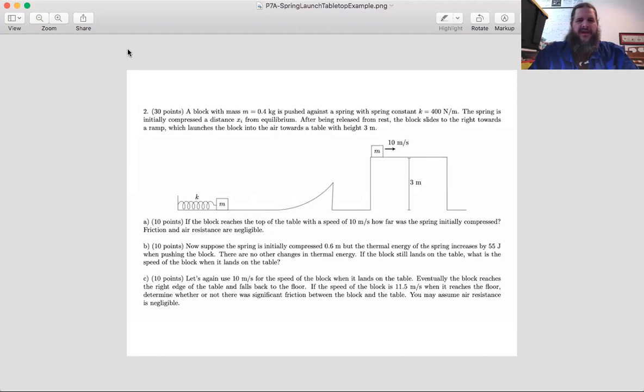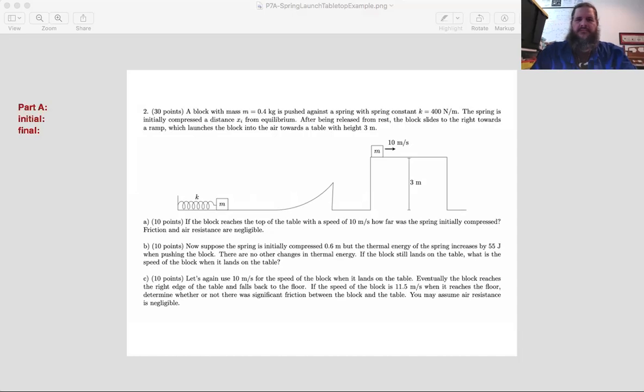So in a situation like that, I think it's best to start by choosing some initial and final instance in time. What do you think would be good places or times to call initial and final here, based on what we're trying to find in part A? Is there some early instant in time and some later instant in time where we know everything about one of those instants and we're trying to find something about the other instant?